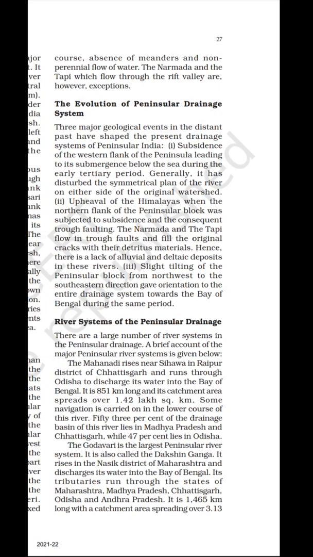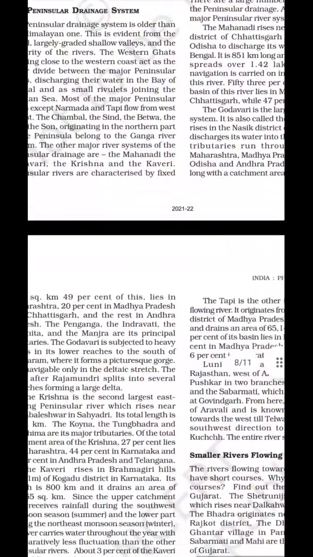The Godavari is the largest peninsular river system. It is also called the Dakshin Ganga. It rises in the Nasik district of Maharashtra and discharges its water into the Bay of Bengal. Its tributaries run through the states of Maharashtra, Madhya Pradesh, Chhattisgarh, Odisha, and Andhra Pradesh. It is 1465 kilometers long, with a catchment area spreading over 3.13 lakh square kilometers.